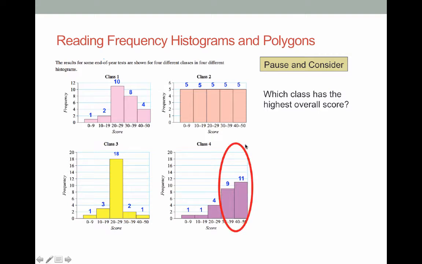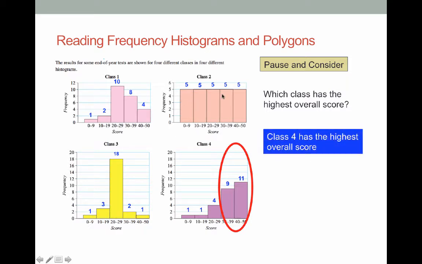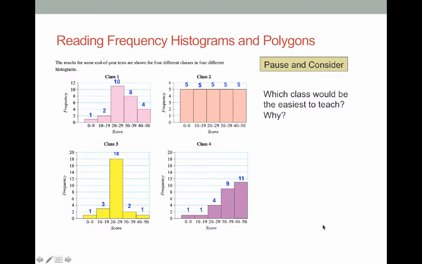If I look at class 4, I see that a large number of my students scored in this higher range. In fact, 20 out of the 26 students scored between 30 and 50. These other scores are all distributed equally amongst the lower end, and here there's a higher group in the middle, same as with class 3. So class 4 is going to have the highest overall score. Which class do you think would be the easiest to teach and why? Pause and consider your answer.